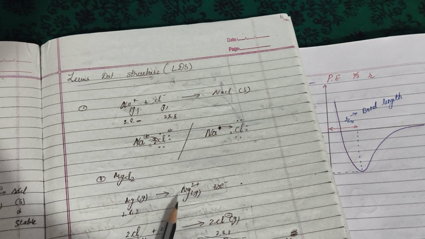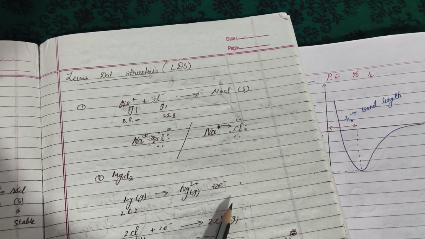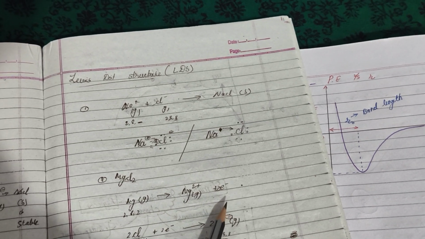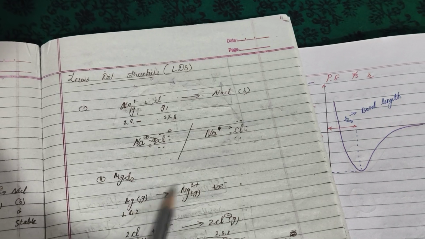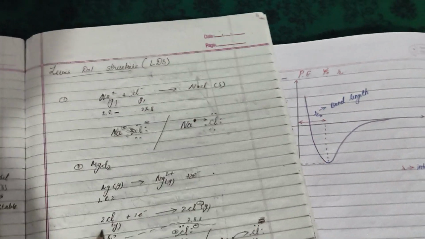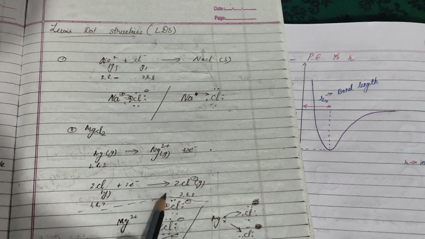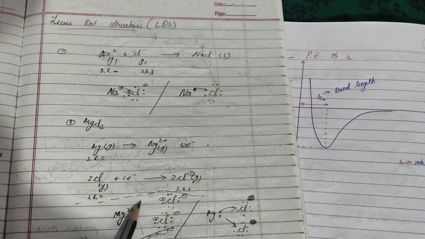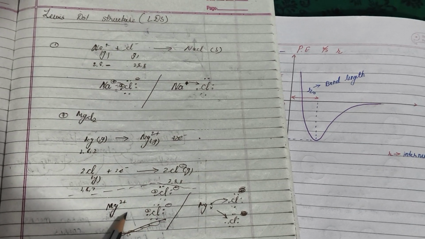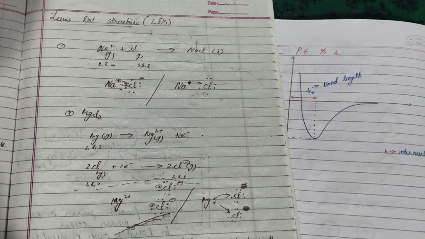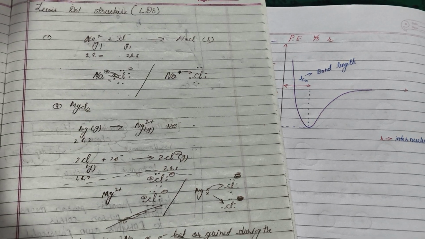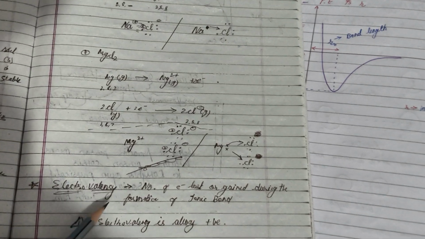MgCl2: Mg becomes Mg2 plus, removing 2 electrons, and 2Cl plus 2 electrons gives 2Cl minus. Here is the Lewis dot structure. Now we are going to learn about electrovalency.